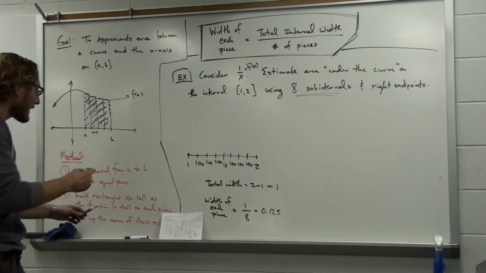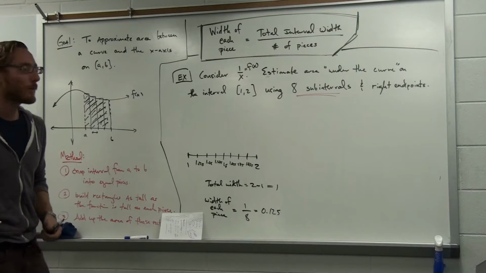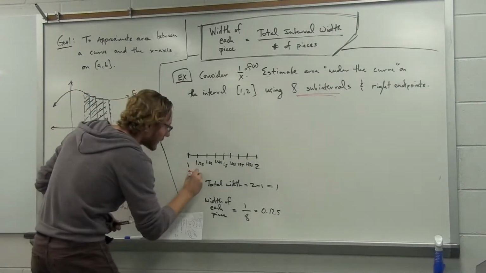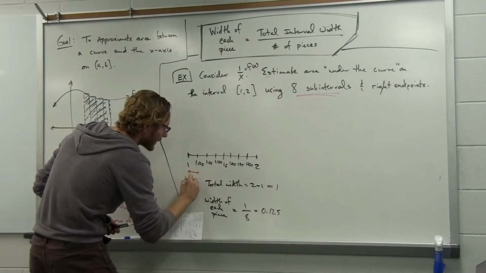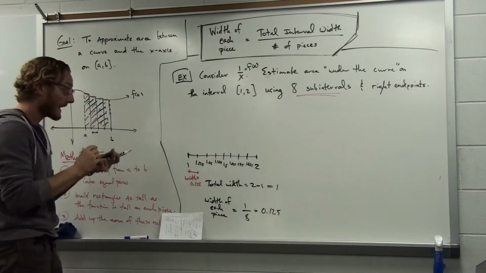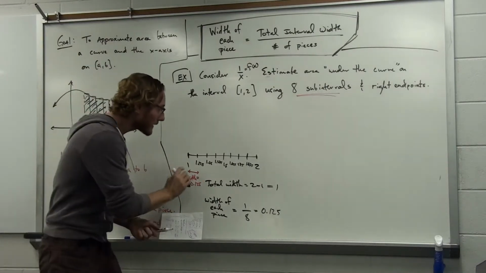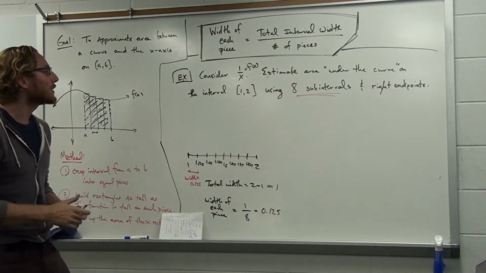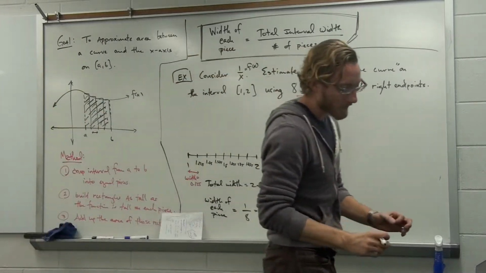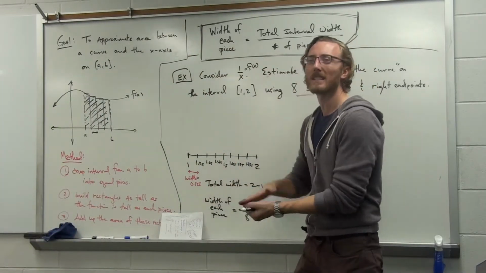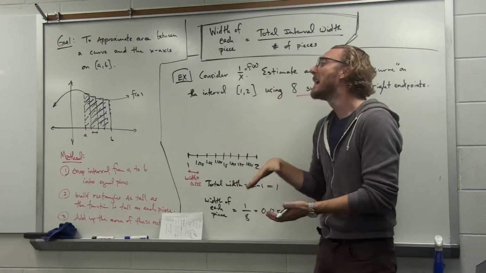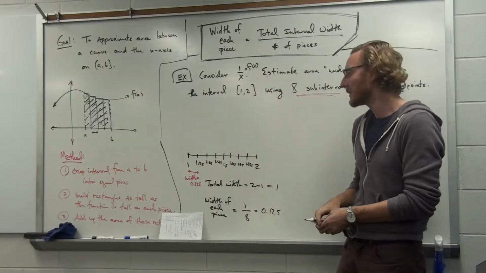The takeaway at this point is that the width of each piece is 0.125. That's going to be important because since each subinterval has a width of 0.125, each rectangle is going to have a width of 0.125. And now, since we know the width of each rectangle, what's the height of each rectangle? The height of each rectangle is going to be dictated by the function height. How tall is the function at each of these points?